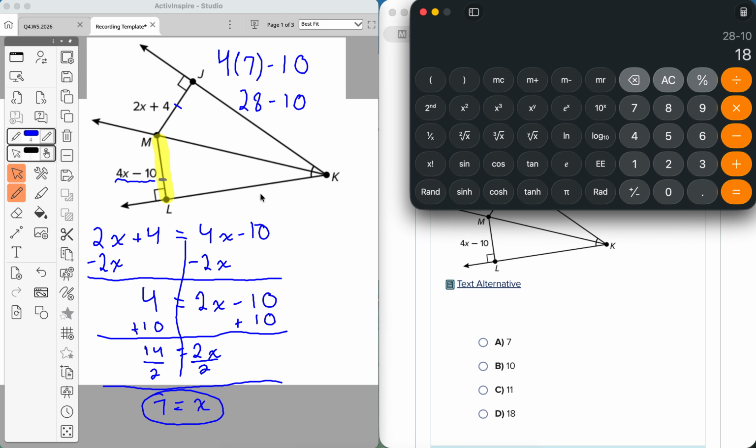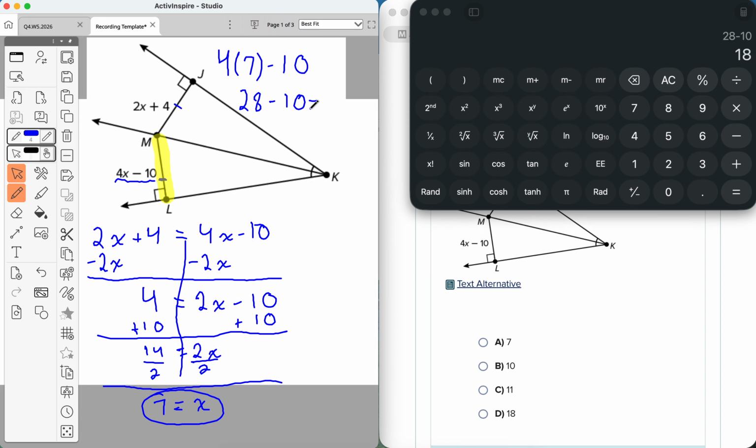Here's proof. So there it is. We plugged in x and we got 18. So that is the length of line segment ML, 18 units. So that's our answer, option D.